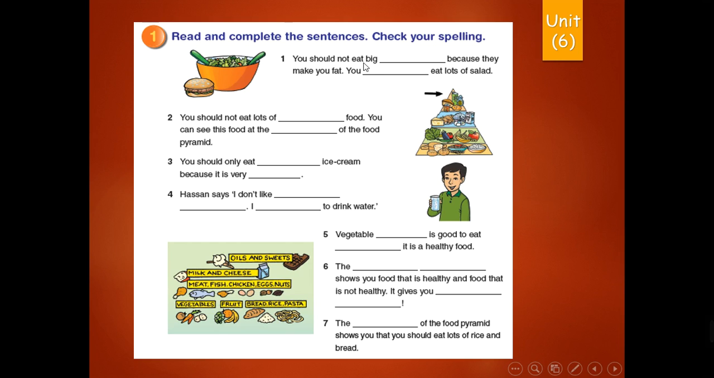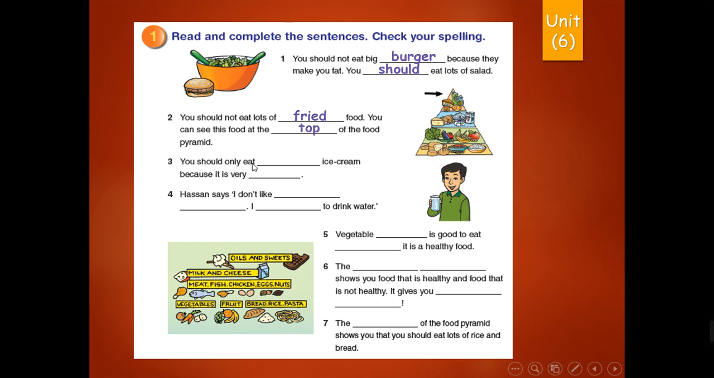1. You shouldn't eat big burgers because they make you fat. What makes you fat? Salad or burger? Burger. So you shouldn't eat big burgers because they make you fat. You should eat lots of salad because it's healthy. Very good. Let's see two. You shouldn't eat lots of fried food. You can see this food at the top of the food pyramid. At the what? At the top of the food pyramid. What type of food? Fried food. Excellent. Because it's not healthy.